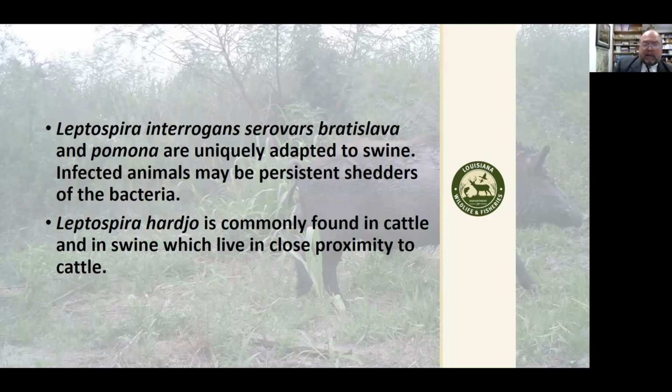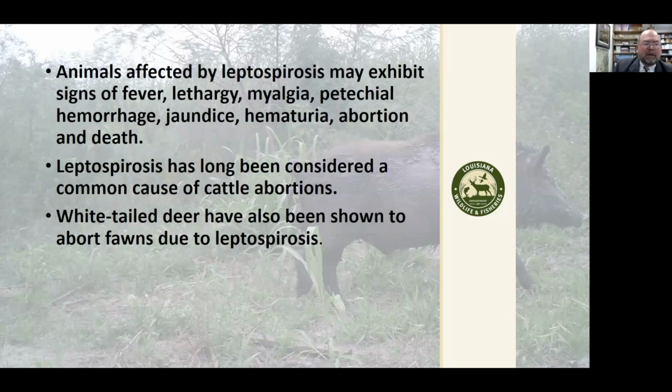Harjo is commonly found in cattle, Leptospira harjo, and it's also found in pigs that live in close proximity to cattle. Those of you who spend a lot of time in the field know that if you have a cattle ranch, the pigs are commonly mixed right there with the cattle, and they do share organisms back and forth, and leptospirosis is one of those.